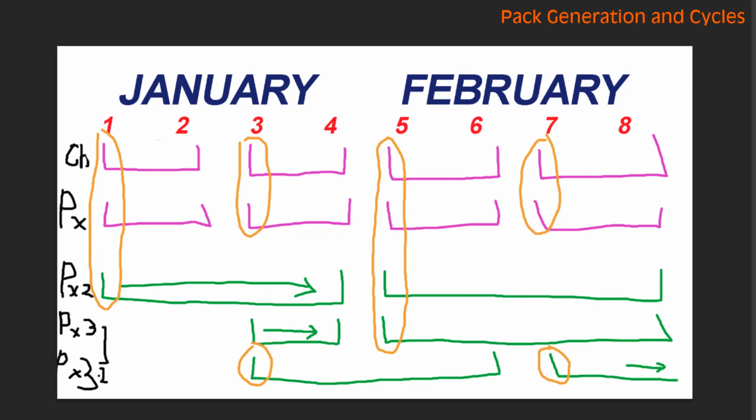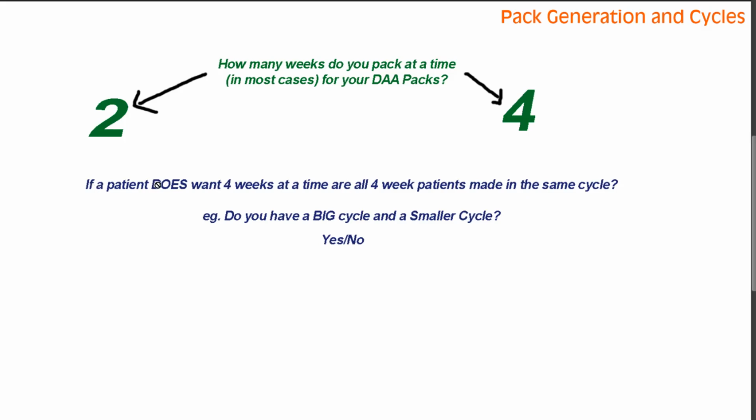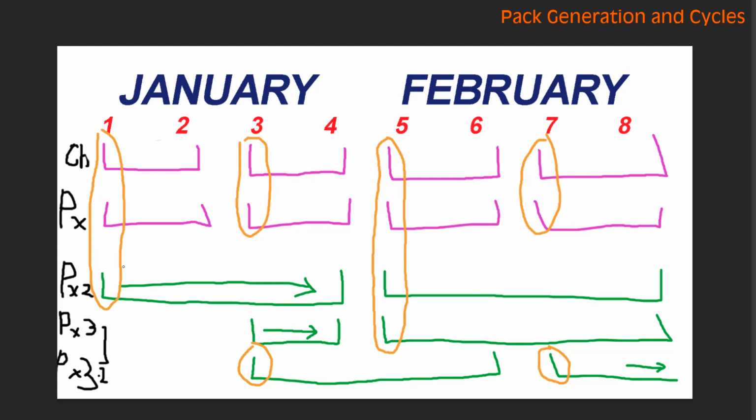So with the pharmacy, sorry, here, if a patient does want 4 weeks at a time, are all 4-week patients made in the same cycle? If yes, if all 4-week patients are made in the same cycle, this is the situation we have here. This one here, because this refers to every single patient. If they get any packs at all, if they get a 4-week cycle, it will always be created. All 4-week cycles get made at the same time.